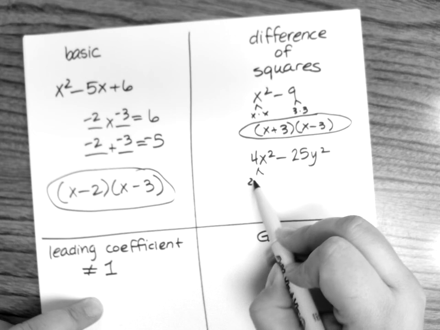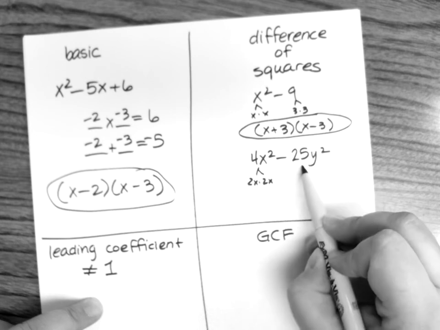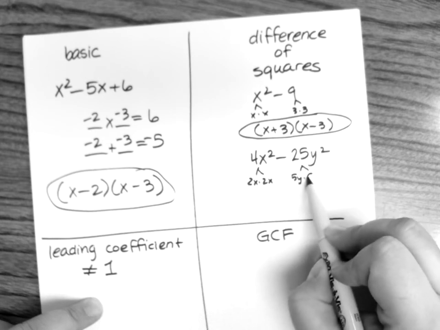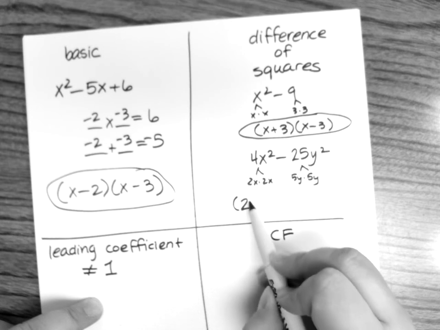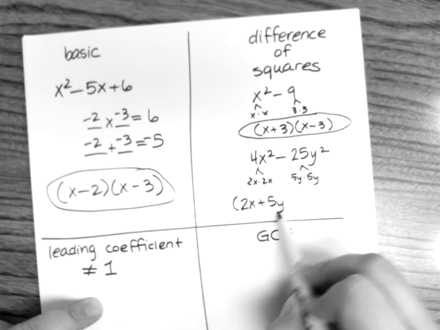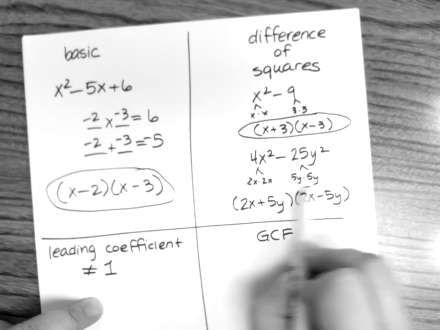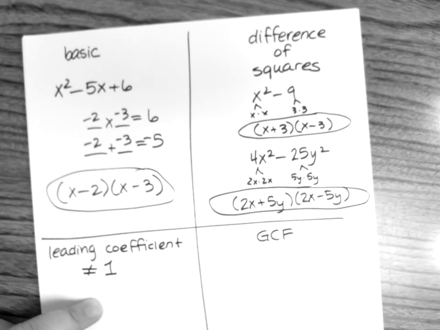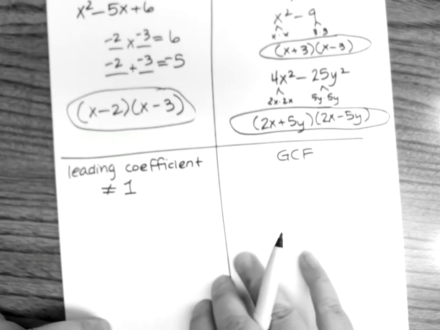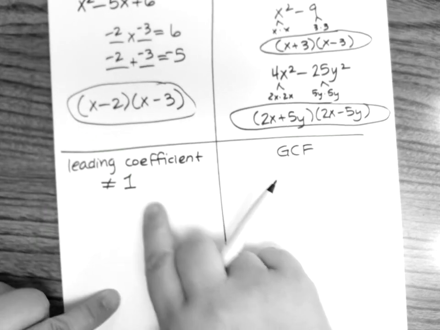This is 2x times 2x. This is 5y times 5y. So it's going to be 2x plus 5y, 2x minus 5y. Always works that way.